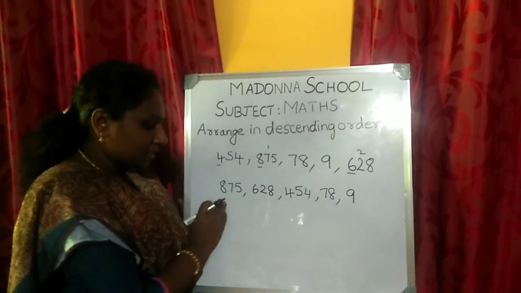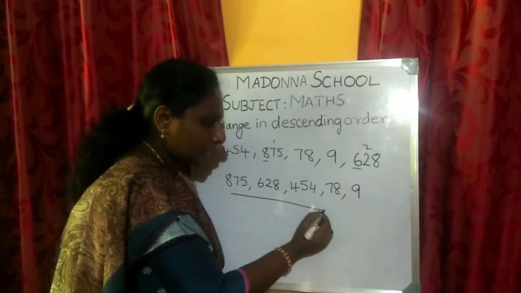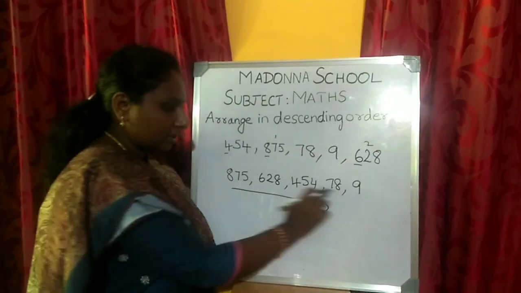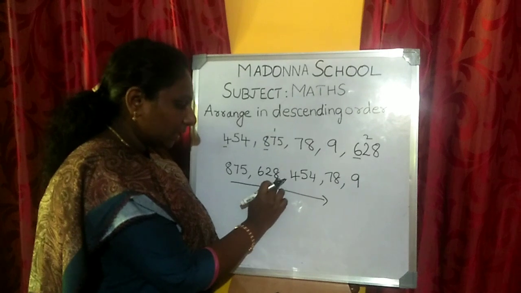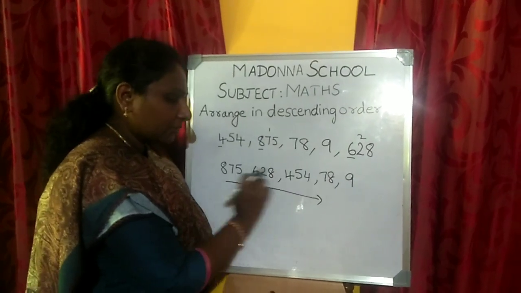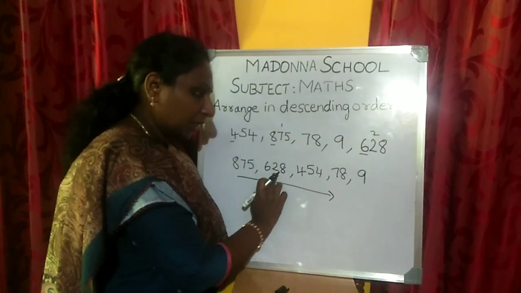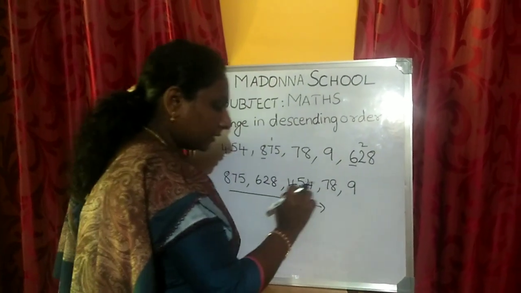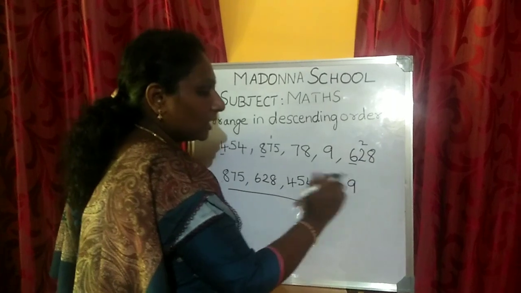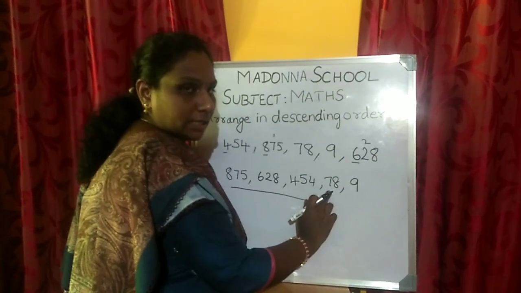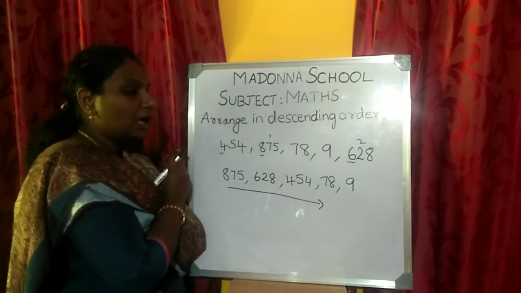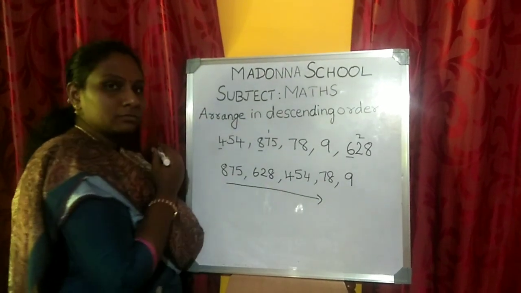So we can see here the decreasing of the numbers. Okay, see here it is in the decreasing order. 628 is smaller than 875. 454 is smaller than 628. 78 is smaller than 454. 9 is smaller than 78. Okay, it is in the decreasing order.